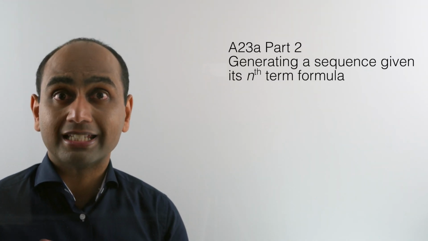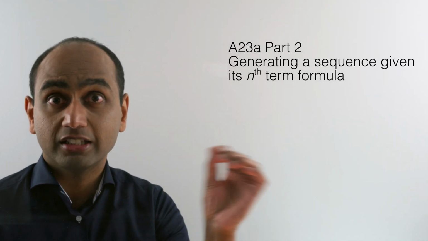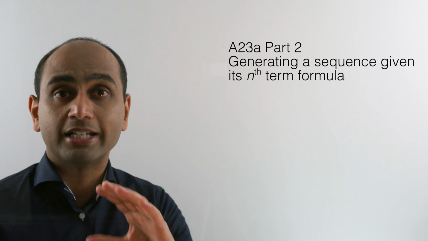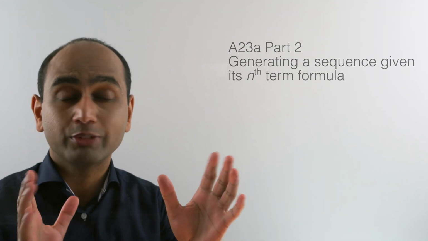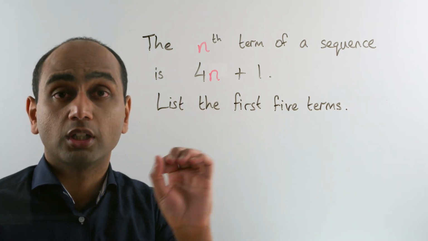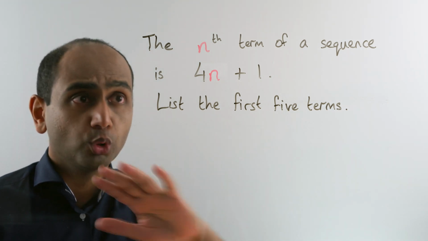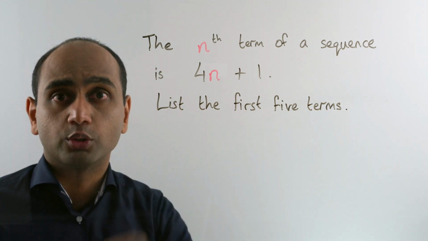And the second topic you really need to be comfortable with is topic A23a, and in particular part 2 of that topic, which is all about generating a sequence given an nth term formula. And we'll quickly recap that here. So here's an example of a question that you should be comfortable answering before watching the rest of the video. So pause here and have a go.